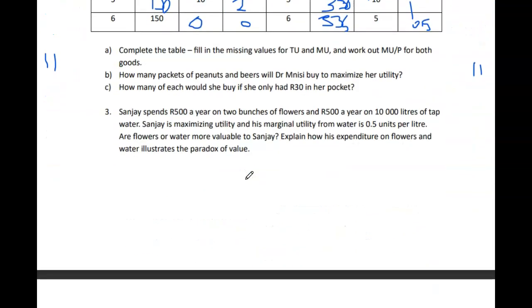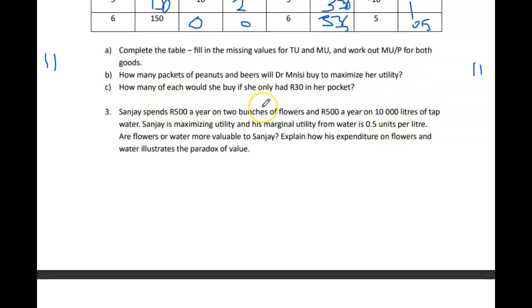Sanjay spends 500 rand a year on a bunch of flowers and 500 a year on 10,000 liters of water. He's maximizing utility. Explain this paradox. Simple paradox, yeah? 500 rand a year on 10,000 liters of water. Take 500 rand divided by 10,000, that's 0.05. So you're paying 5 cents per liter of water.